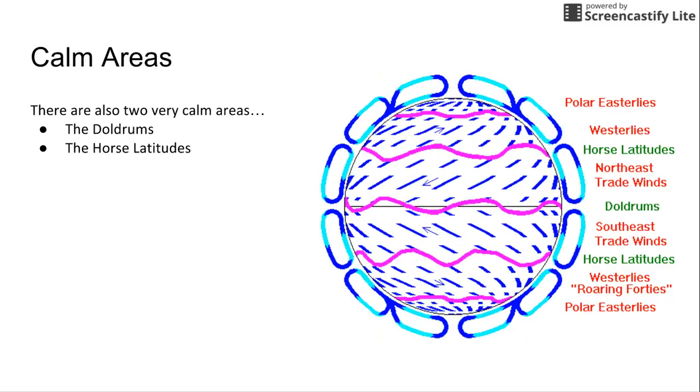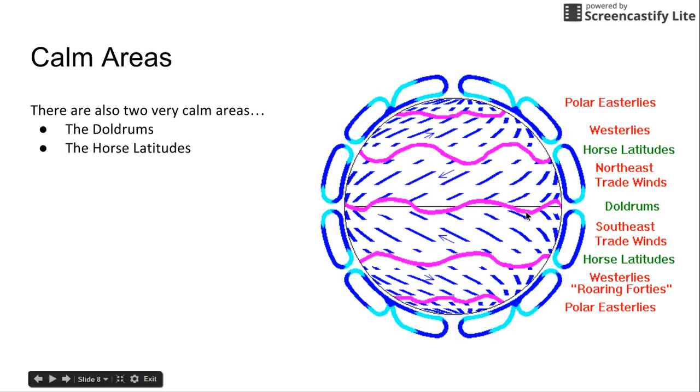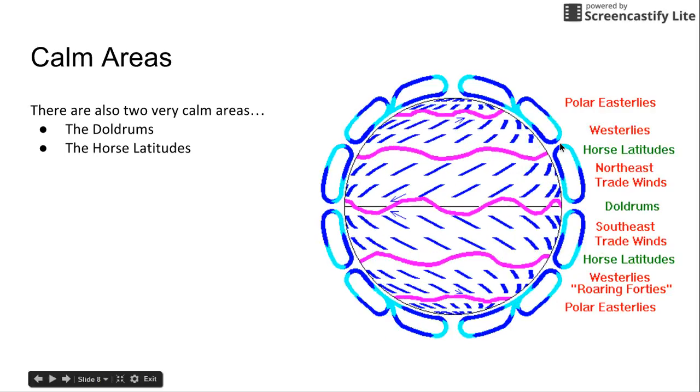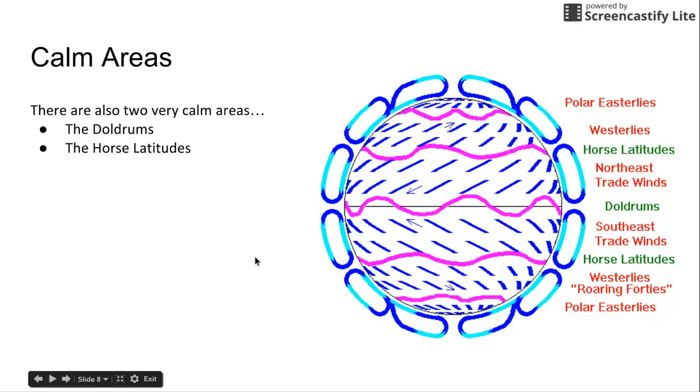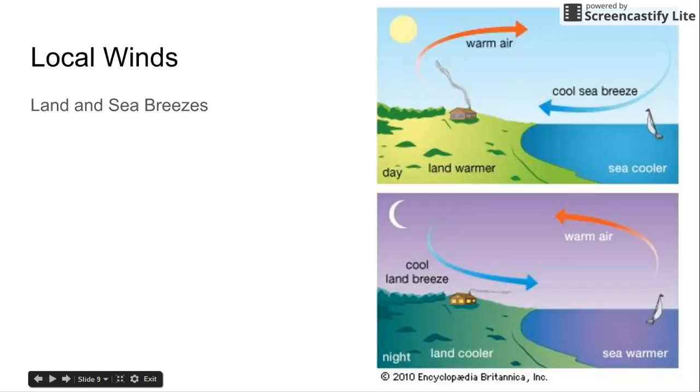There are also 2 really calm areas, and these are called the doldrums and the horse latitudes. The doldrums are right around the equator. And then the horse latitudes are closer to the poles. And you'll still notice these convection currents going on in the troposphere.